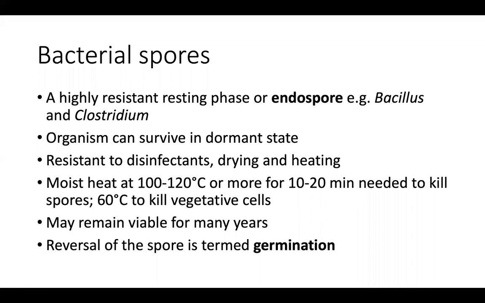So vegetative cells are the bacterial cells that are active or are able to actively divide. Now, spores may remain viable for many years, and when the environmental conditions are conducive, then they undergo a process referred to as germination, which is the reversal of the spore. That is referred to as germination from the spore to the vegetative cell, and then they are able to continue dividing.